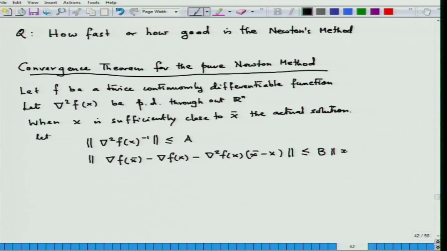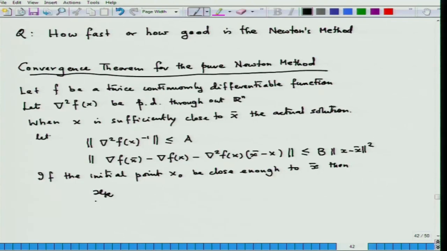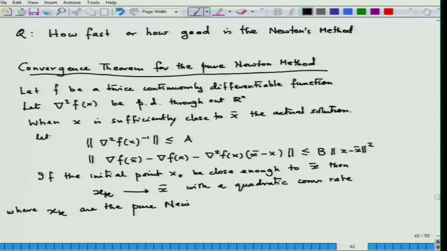So, you are making some too strong assumptions. So, if the initial point x naught is close enough to x bar, then x_k tends to x bar with a quadratic convergence rate, where x_k are the pure Newton iteration values. The alpha k is 1.